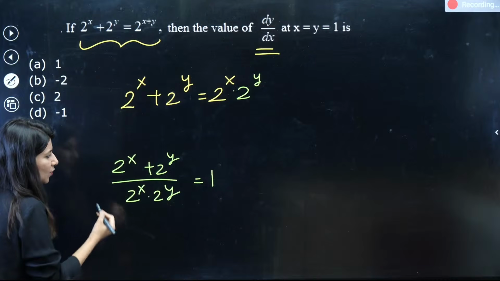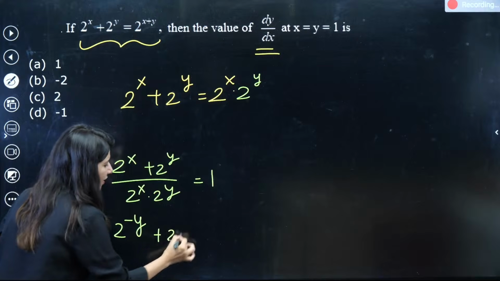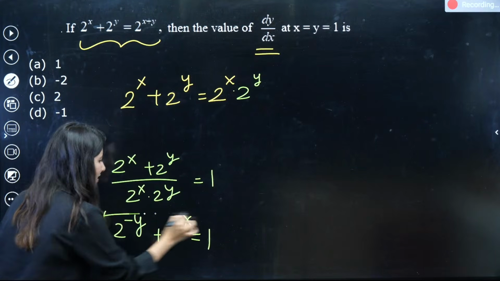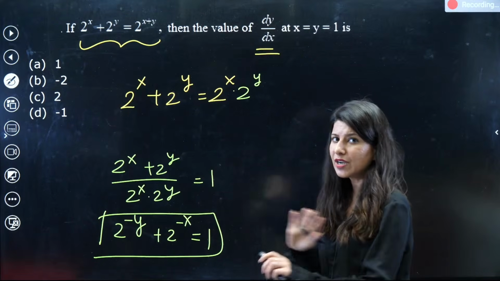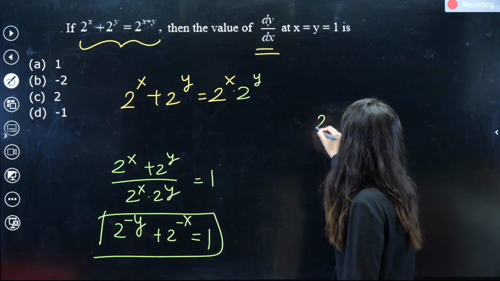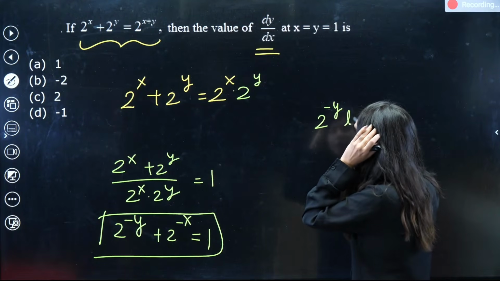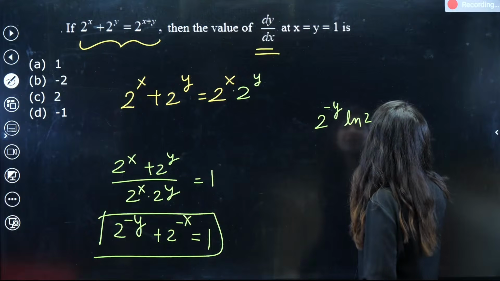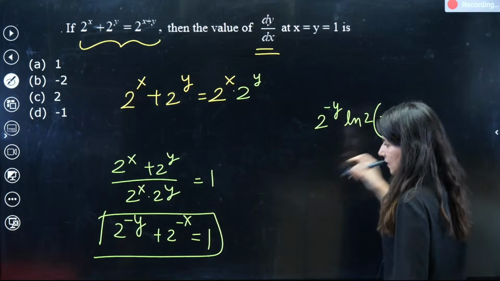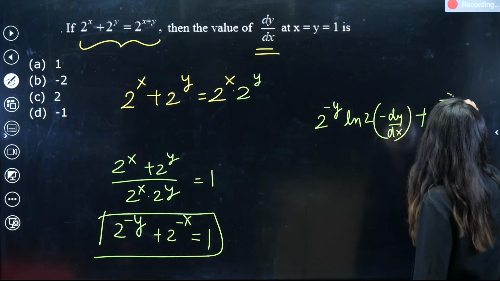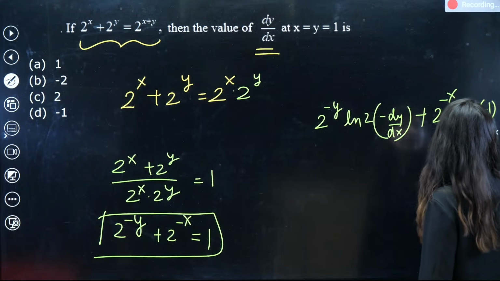Can you see 2 raised to power x is gone? This is 2 raised to power minus y plus 2 raised to power minus x is equal to 1. This is the better version, and here we are going to differentiate. Right away differentiate, you are done and dusted. So differentiating 2 raised to power minus y, over here I'm going to get log of 2, and the derivative of minus y is minus dy by dx. Then plus, differentiating 2 raised to power minus x, log of 2 will be there, and the derivative of minus x will be minus 1, is equal to 0.